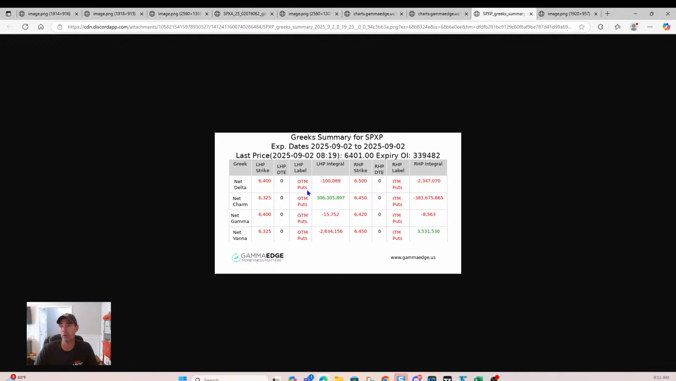If we're above that level, those would be supportive. And then you see in the money puts at 6450. Below that, those would most likely be a headwind. But you see this large left or right-hand plane integral of in the money puts. Again, that'll be a significant weight overhead. That's up towards 6,500, so a large dispersion away from where spot price is now.